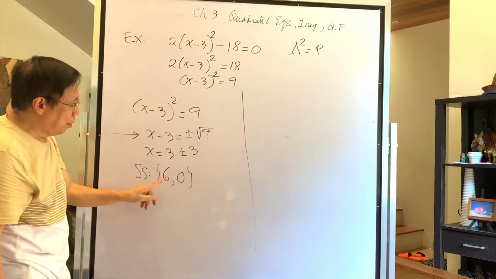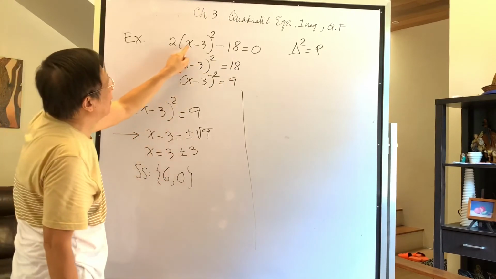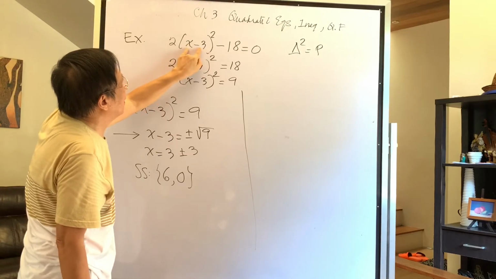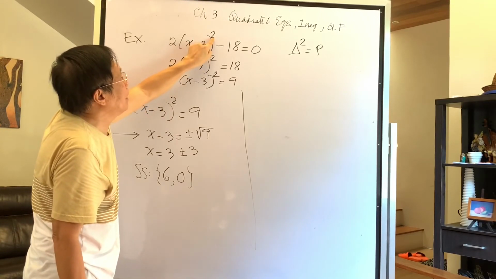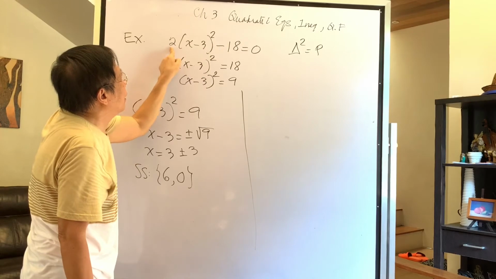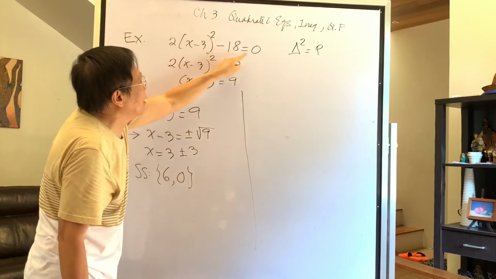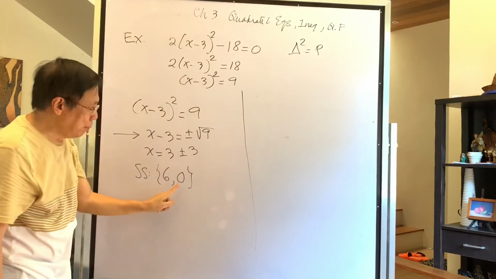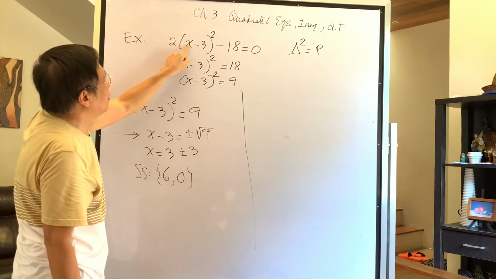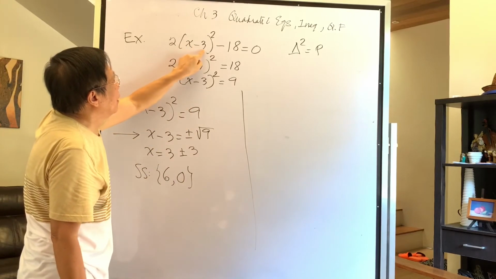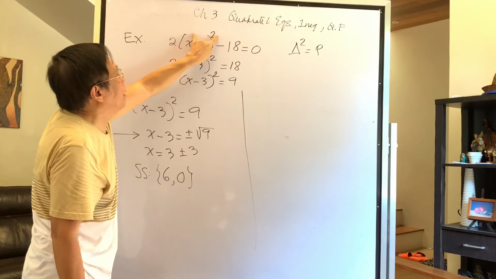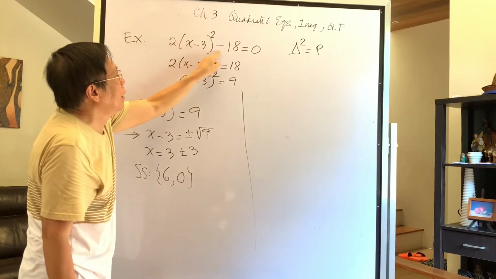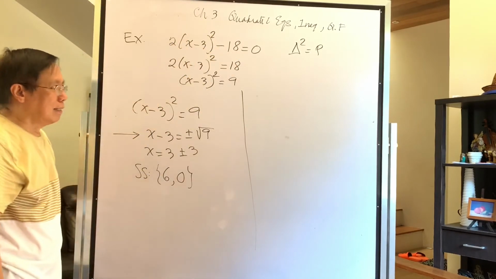For example, when x is 6, this will be 6 minus 3, which is 3. 3 squared is 9, times 2 is 18. 18 minus 18 is 0. So that's correct. What about 0? When x is 0 here, we have a negative 3, and then a negative 3 squared will be 9, times 2, 18. Minus 18, that's still the same as 0.